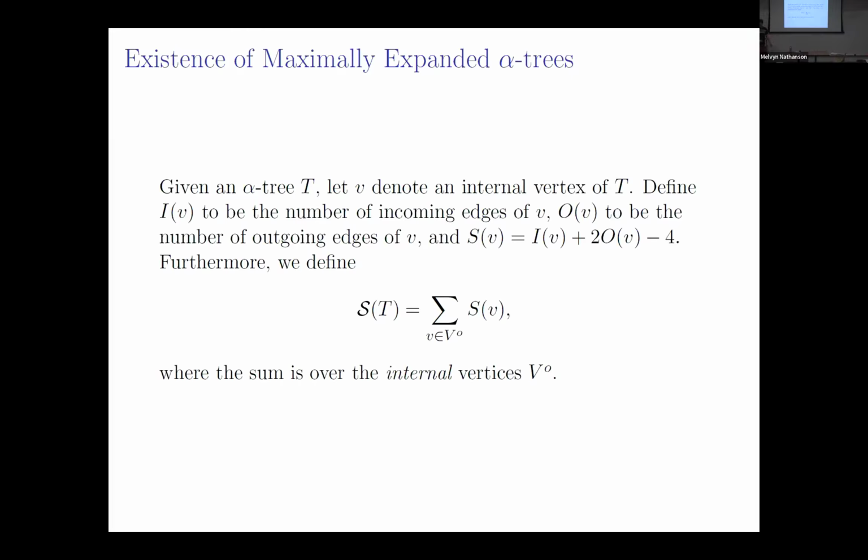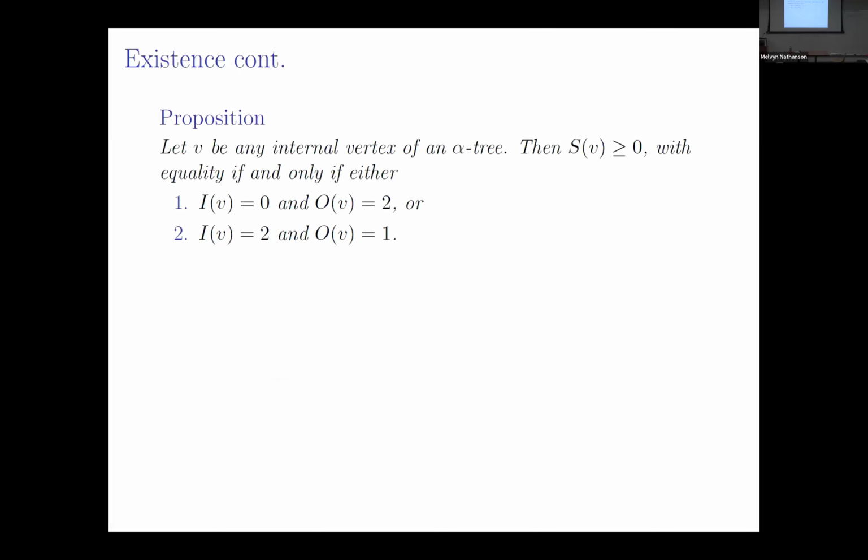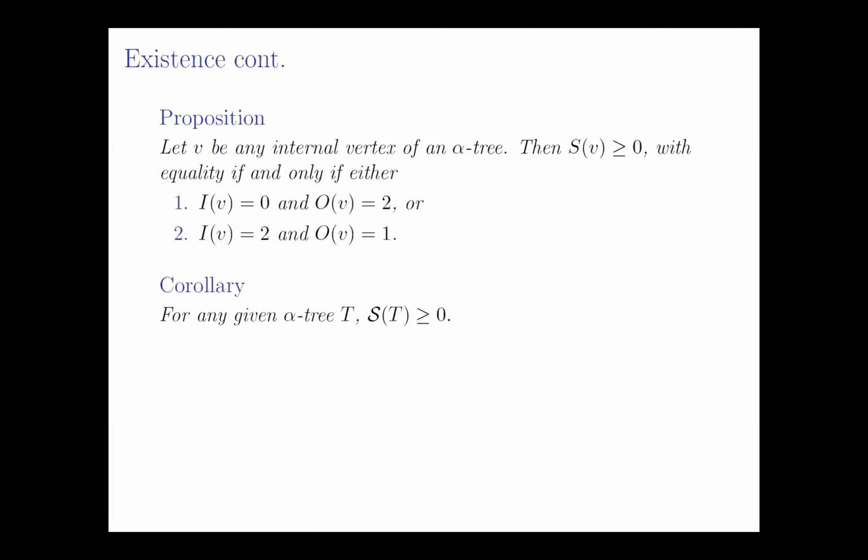And so the question might be, maybe you're wondering, why are we doing this? Well, it turns out that this can help us determine whether or not a tree really is maximally expanded. That statistic is non-negative, and it's zero if and only if the vertex that you're looking at has either two outgoing edges or two incoming, one outgoing. From that, we get that for any given alpha tree, that statistic is negative.